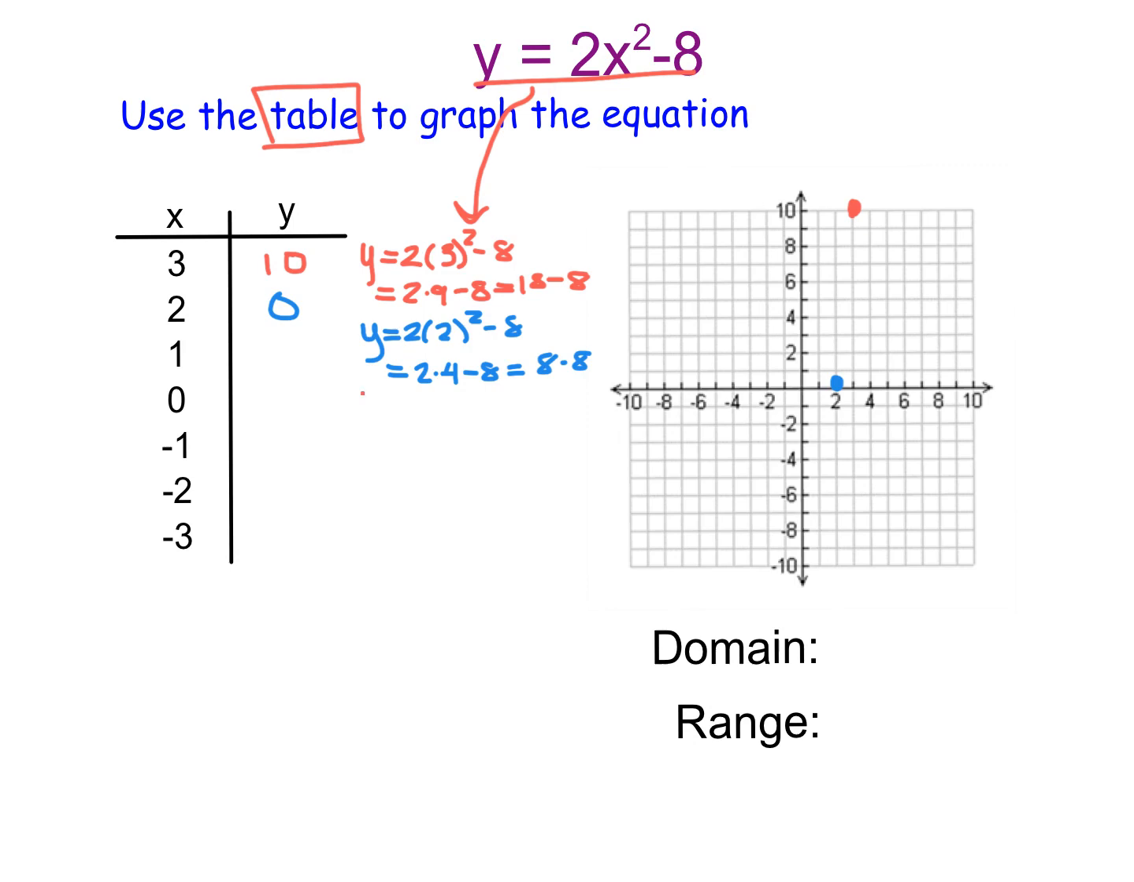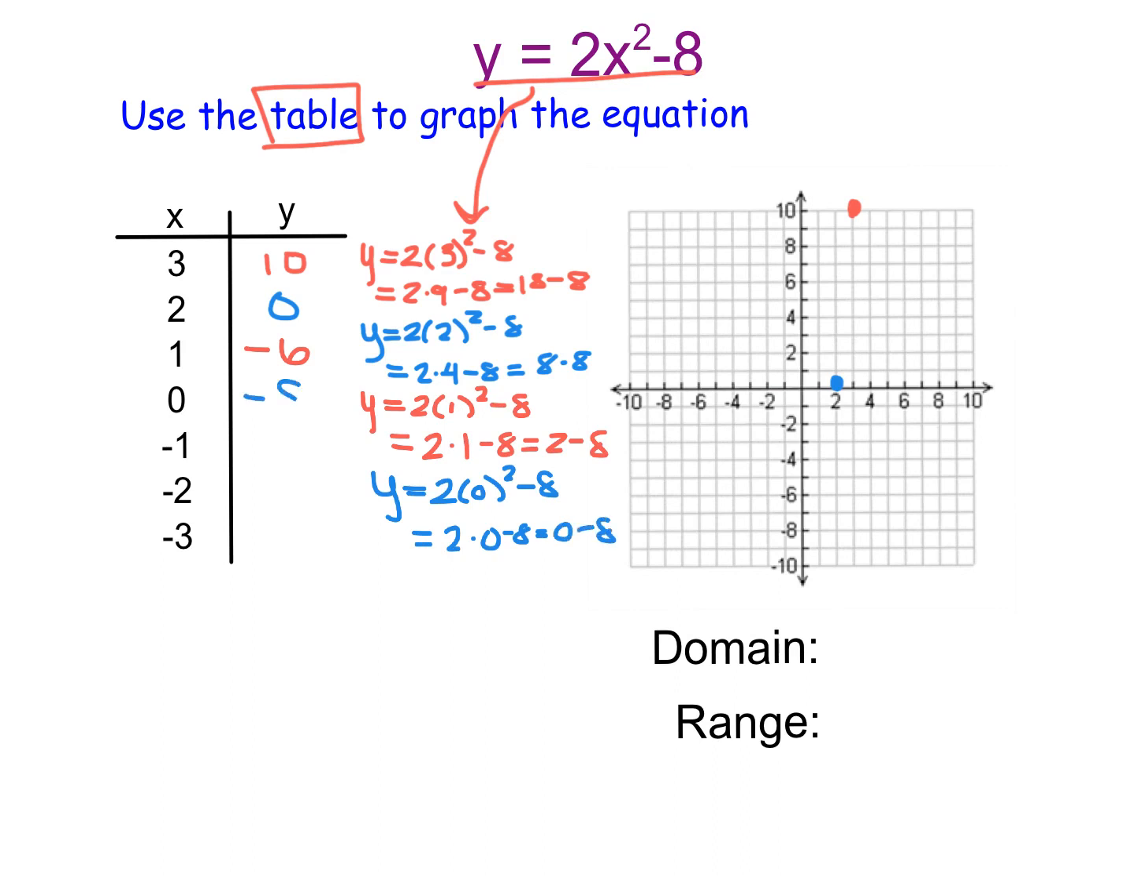Then my next point here, I take x is equal to 1. So I have y equals 2 times 1 squared minus 8. So I have 2 times 1 minus 8, which is 2 minus 8, which is -6. I then have x is 0, so 2 times 0 squared minus 8. Well, that's 2 times 0 minus 8, which is 0 minus 8, which is a -8.